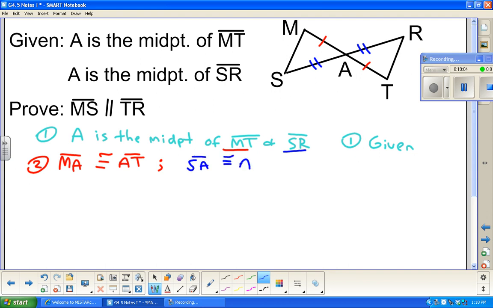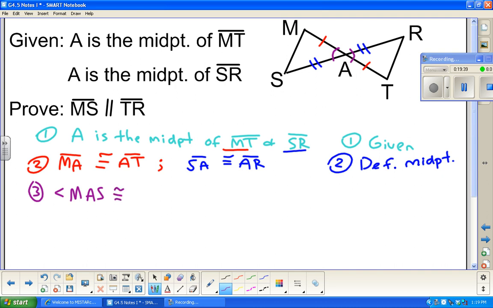Okay. Reason there for both of those? Okay. We were given a midpoint, that's what it means to be a midpoint. Okay. All right, so that's kind of the part that was handed to you. Where from here? Okay. Yes. Okay, angle MAS, so this guy in here, and RAT. Kind of similar to what we used in the last one, vertical angles there. That might help. Yep, MAS and RAT. All right. Those are vertical angles.